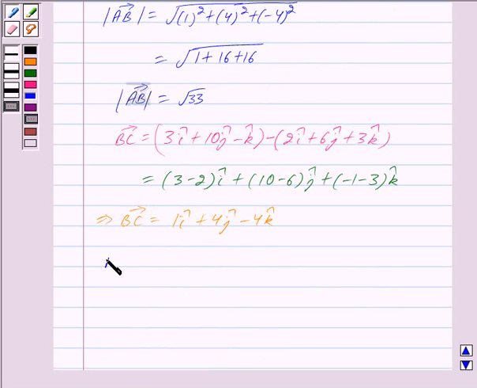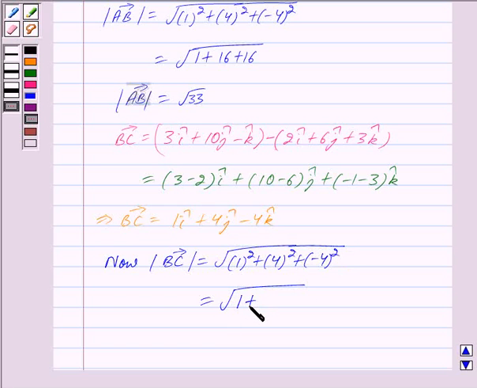Now mod of vector BC is equal to under root of 1 square plus 4 square plus (minus 4) square, and this is equal to under root of 1 plus 16 plus 16, and this is equal to root 33. So mod of vector BC is equal to under root 33.